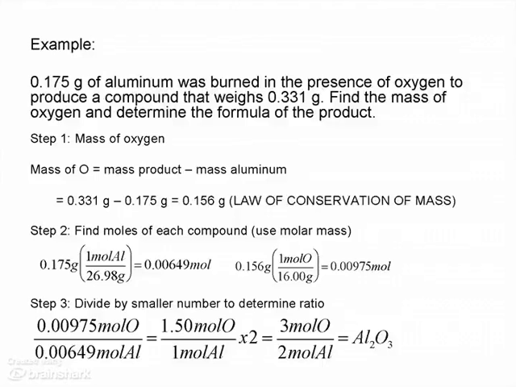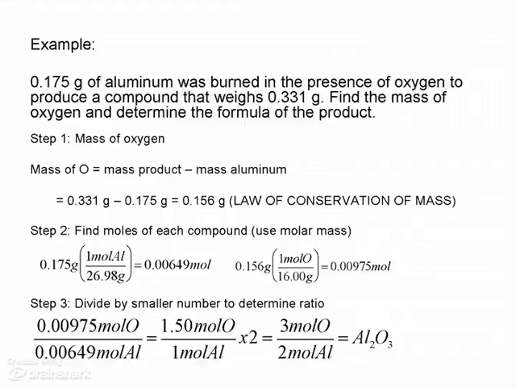Now let's practice. Suppose we have 0.175 grams of aluminum that was burned in the presence of oxygen to produce a compound that weighs 0.331 grams. And we want to figure out how much oxygen we used, and we also want to figure out a chemical formula for this compound that was produced in the reaction. So, the first step is we want to determine the mass of oxygen.